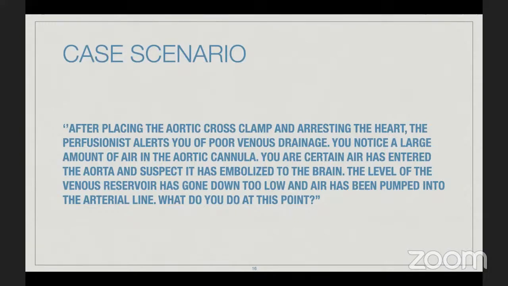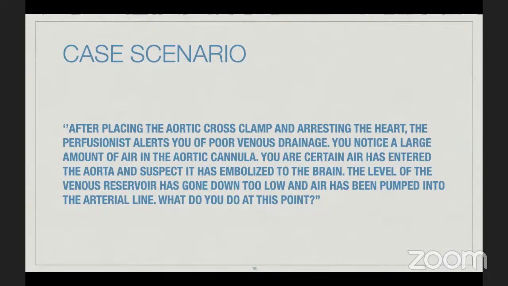Okay. So there is air in the arterial cannula, right? Yes. So you have to stop the pump immediately. You stop the pump. You clamp both the arterial and venous lines.